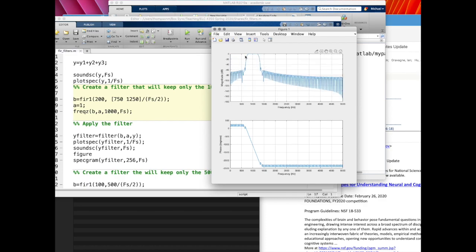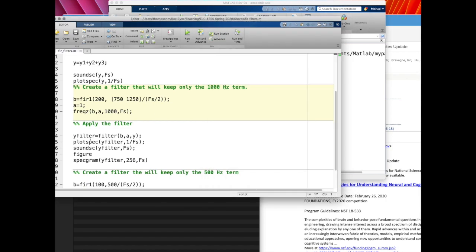Alright, so that's the bandpass filter. From there I want to apply that bandpass filter to the signal Y. So we do filter B comma A Y. We put in the filter coefficients and we get the output in Y filter. So I can plot that and listen to it. When I listen to it, instead of hearing this mishmash of 3 tones, you should hear just a single tone.